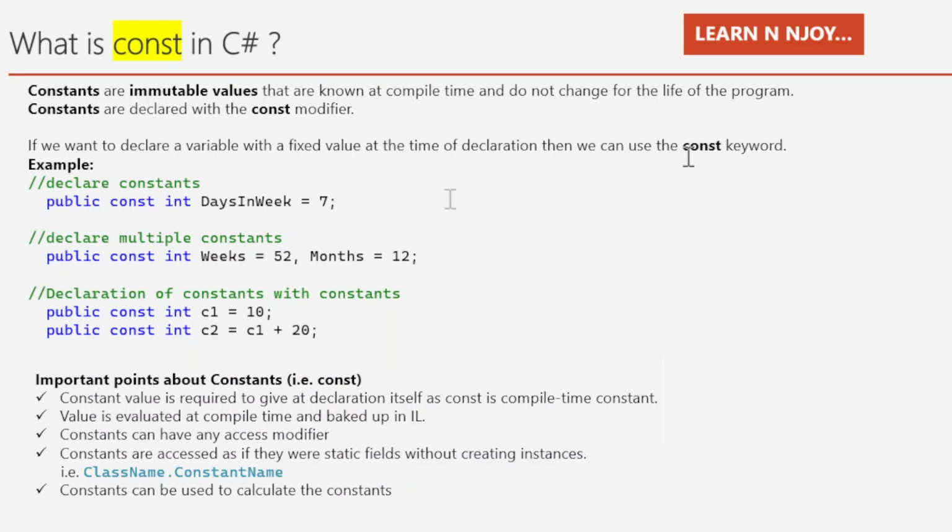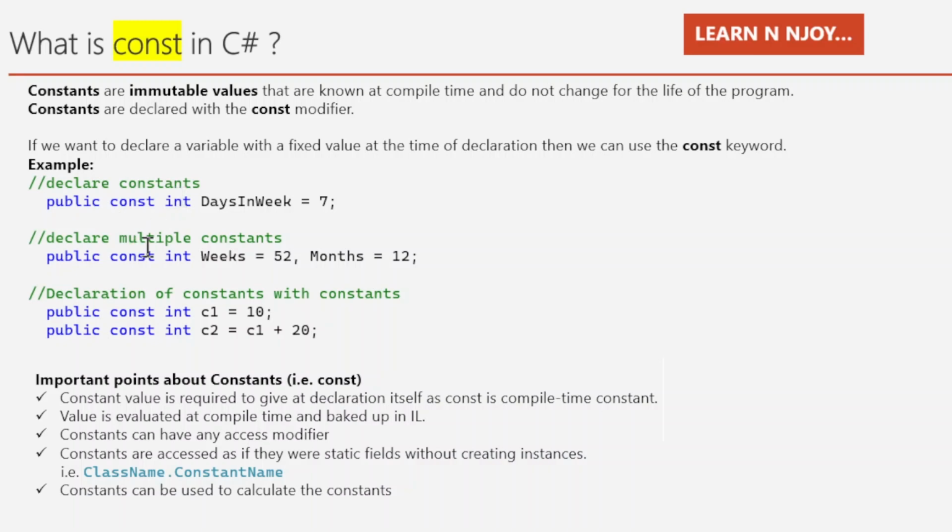the const keyword. If you see the example shown over here, I have written public const int daysInWeek equal to 7. So here I have created a variable named daysInWeek with fixed value as 7 and marked it with the const modifier. Once we define the constant, its value won't get changed throughout the program as it is baked in the IL code during compilation time itself. So that's how we are going to declare the constant.